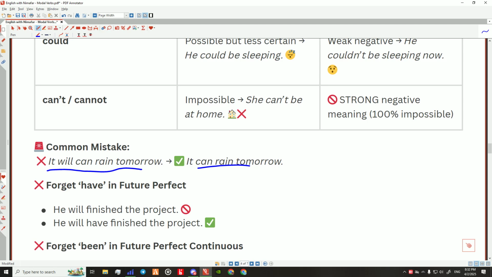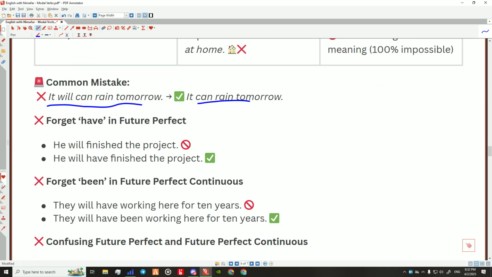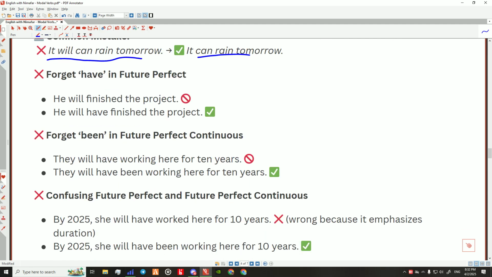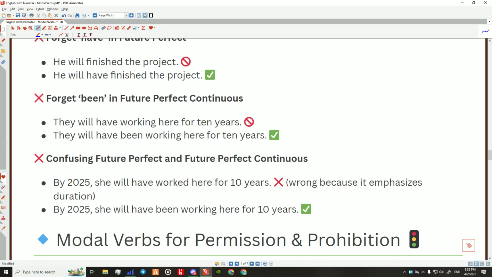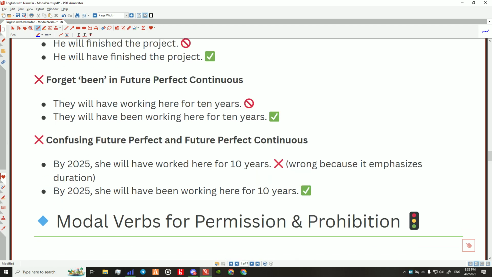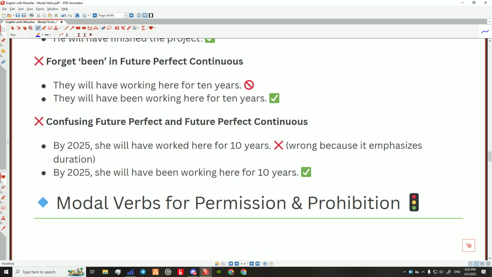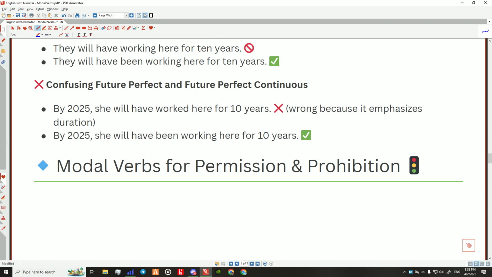And forget have in future perfect. I mean something like he will have finished, something we talked about last session. Again, forgetting being: they will have been working could be a part of this topic. And future perfect continuous, like I will have done my homework by, for example, June, by April, whatever.